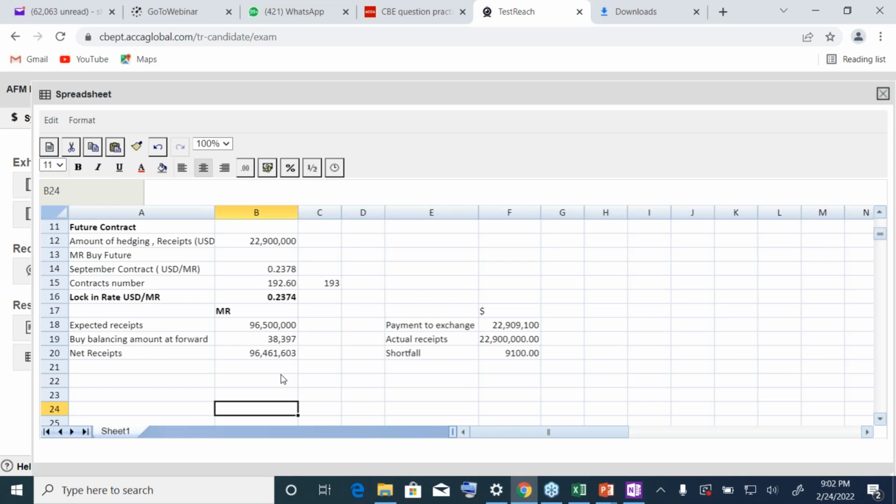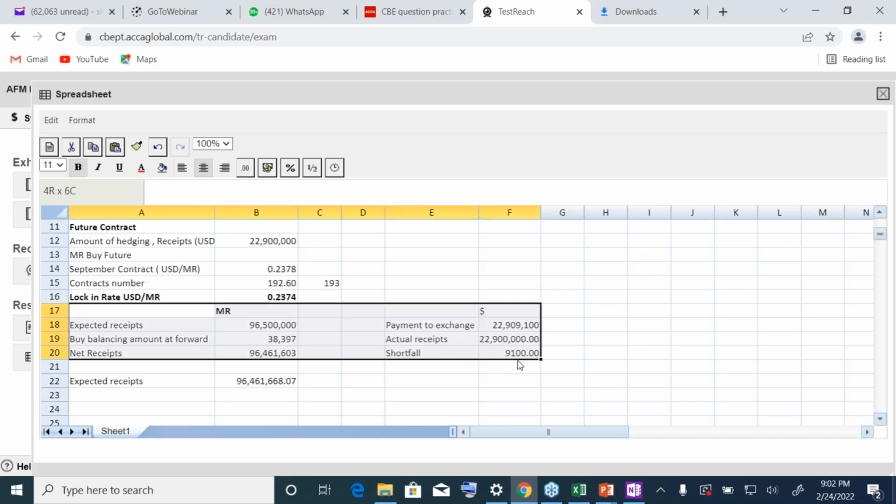So how are you going to solve this? You simply have to solve in this way. Expected receipt, convert the foreign currency at the lock-in rate. That's it. 96.46 million. You do not have to solve all of these steps.